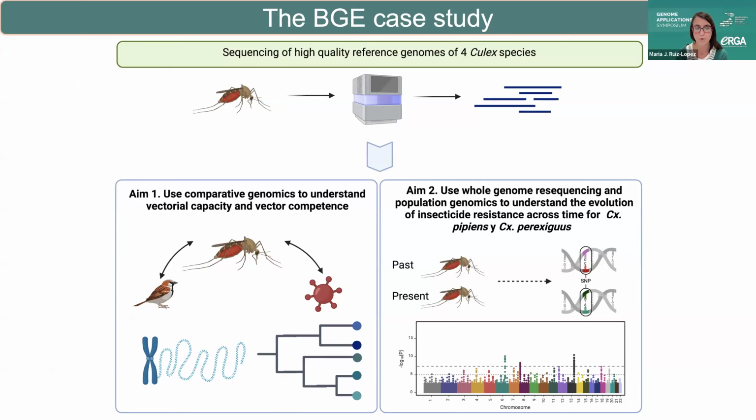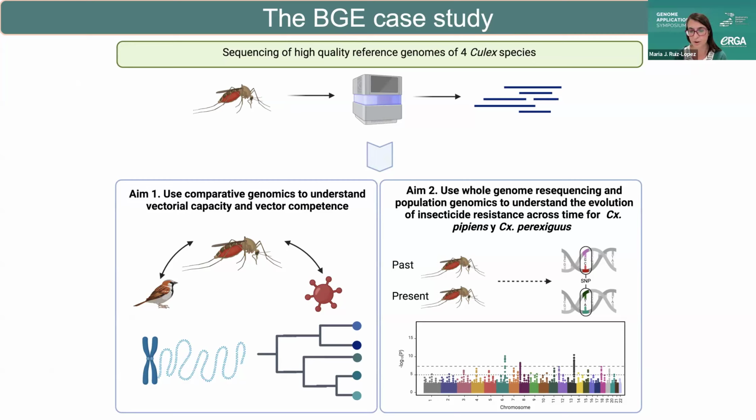So here, I wanted to highlight the different approaches. What can we use to study adaptation? On one hand, we can study at the species level, we can use comparative genomics, but we can also use population genomics to study other factors.